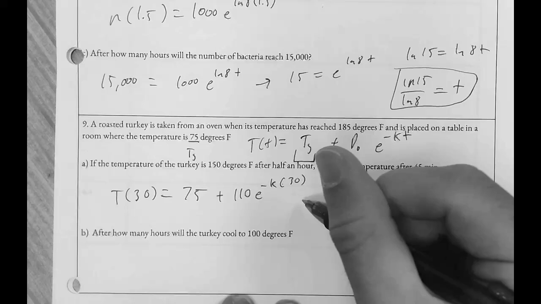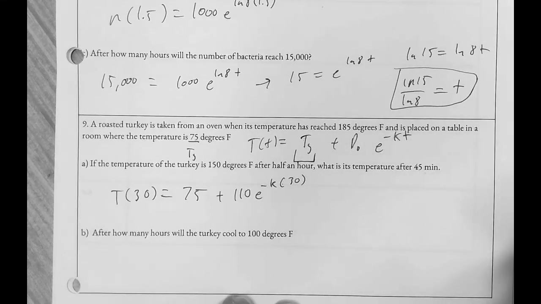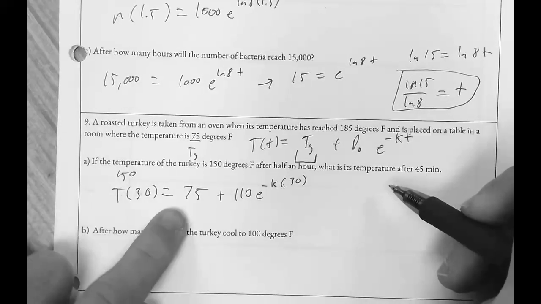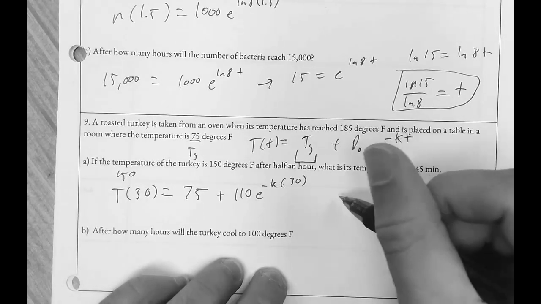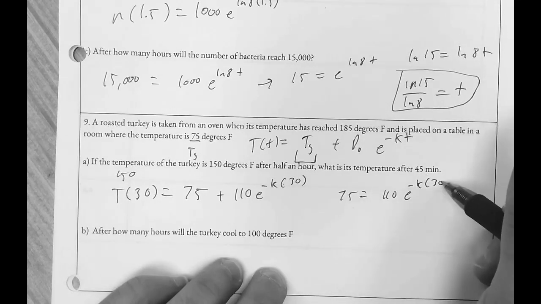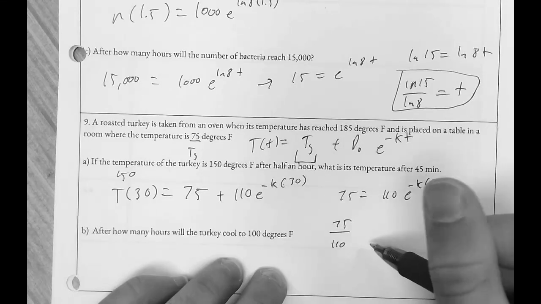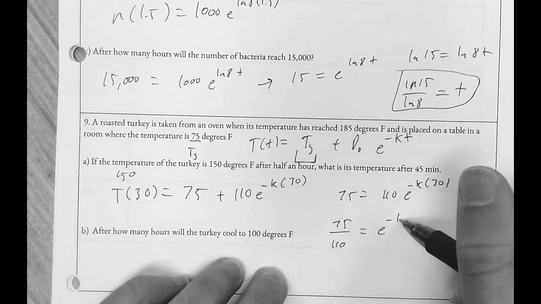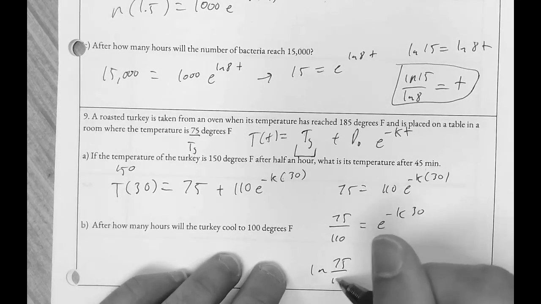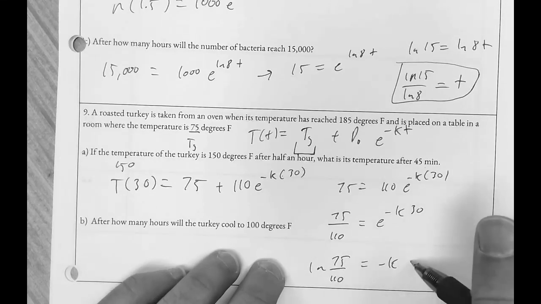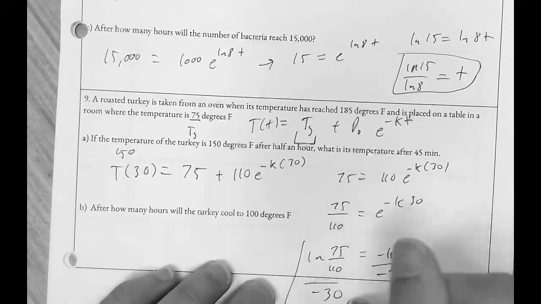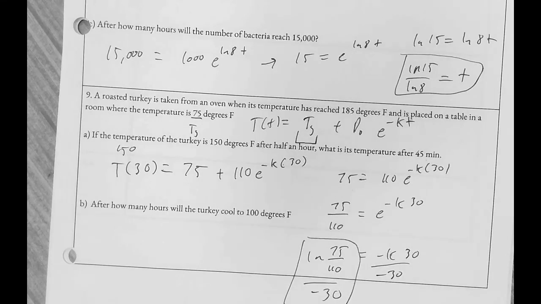So to solve this for k, also this T of 30 is just 150. So 150 minus 75 is 75. So we're going to have 75 equals 110 e to the negative k times 30. So we have 75 over 110 equals e to the negative k 30. ln both sides. ln 75 over 110 equals negative k times 30. Divide both sides by negative 30. This is my k.